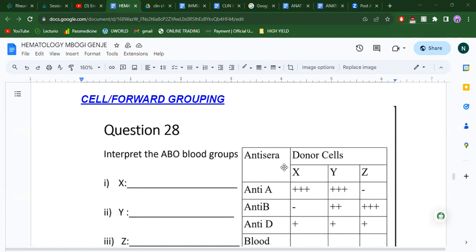I'd like to challenge you. What if I put here antisera and here donor cells? What will X be? If here were donor cells and here were antisera, what would X, Y, and Z be? I want to see the answers in the chat.